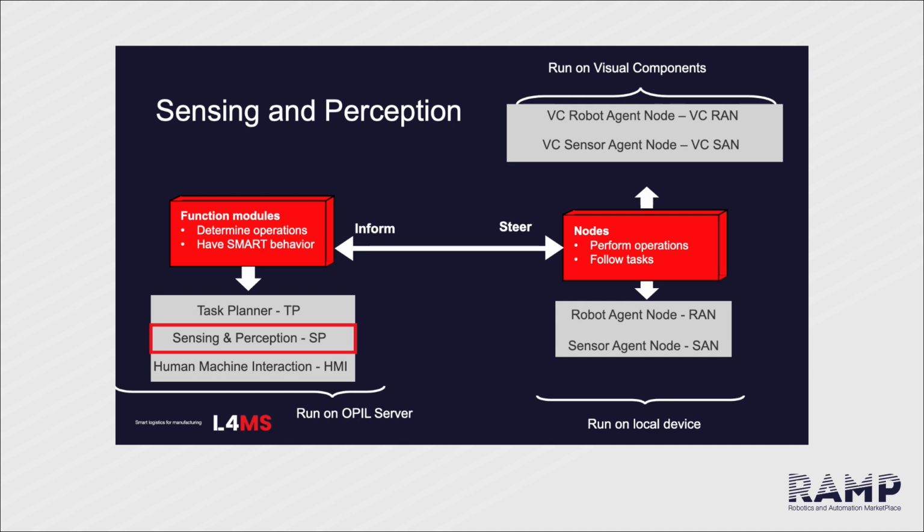Now, let's pass to some core modules that run in the OPIL Logistic Automation Library server, starting from Sensing and Perception module.